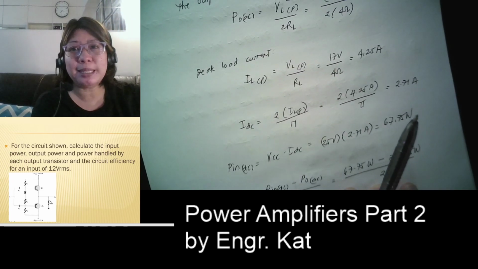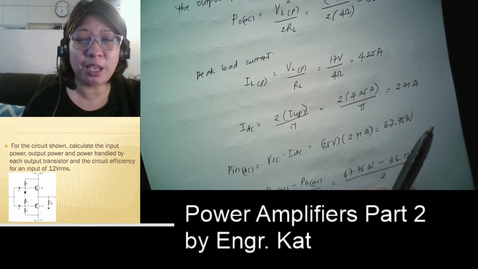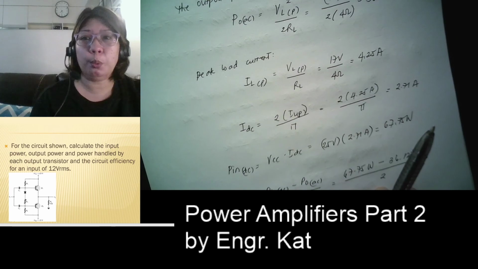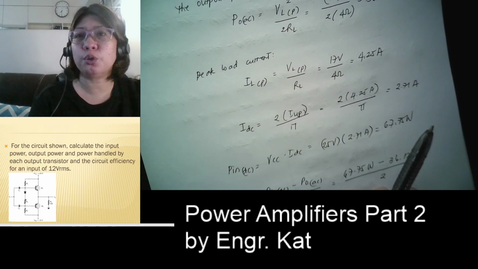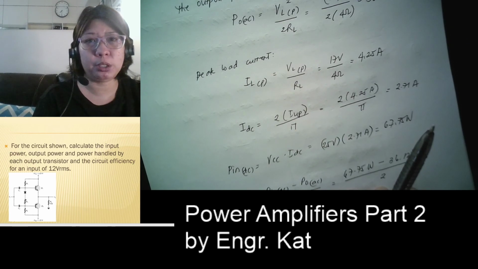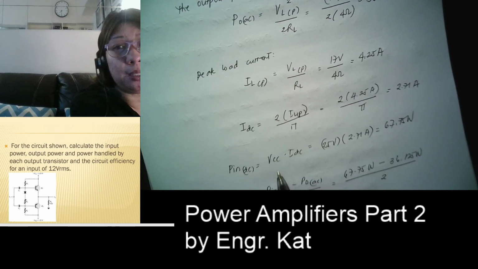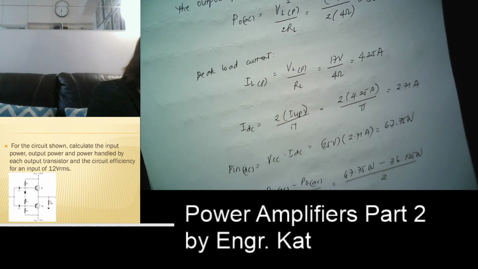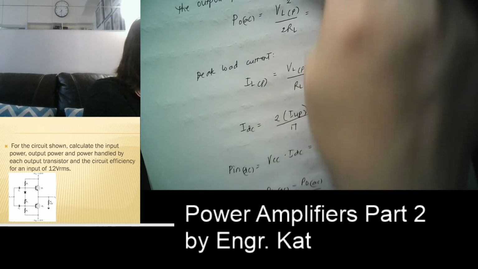Okay, take note, class, that we have here a value of current in the ampere range. Why the ampere range? Because we are now dealing with high power amplifiers. Usually the transistors that we are going to use in this type of circuits are what we call power transistors. Going back here, we now know your IDC, so we can solve your P in DC. This is VCC times your IDC, and that is equivalent to 67.75 watts.